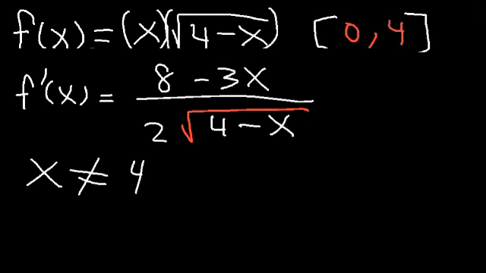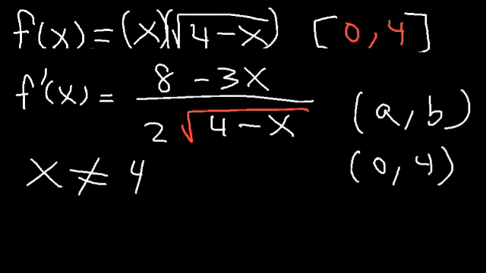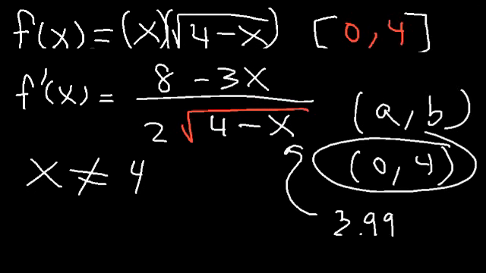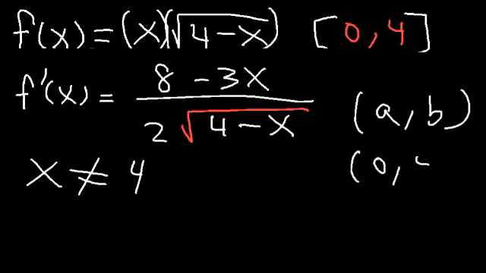Now Rolle's theorem states that the function must be differentiable on the open interval a to b. So that is from 0 to 4, but it doesn't include 4. So 3.99 is included, but not 4. And you can plug in 3.99 in for x. 4 minus 3.99, that's 0.01. That's completely okay. So it's differentiable on the open interval from 0 to 4, but not on the closed interval from 0 to 4. So Rolle's theorem still applies here.